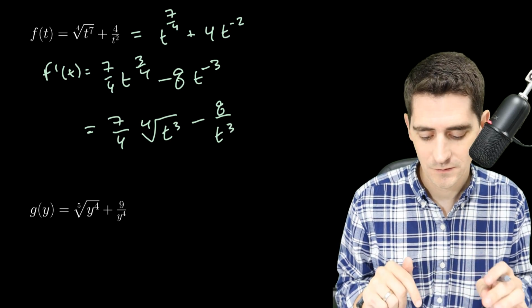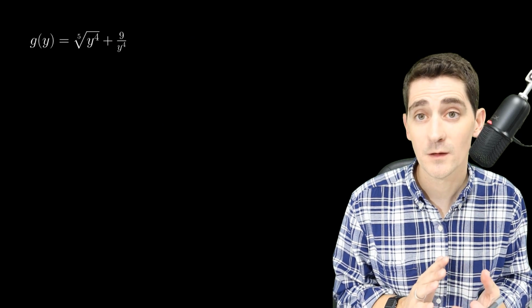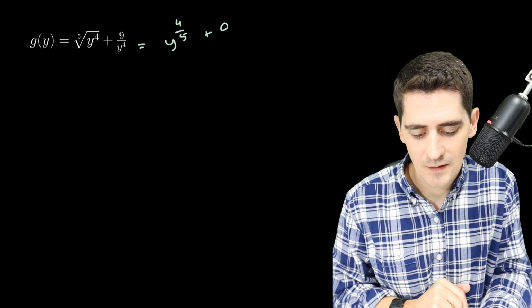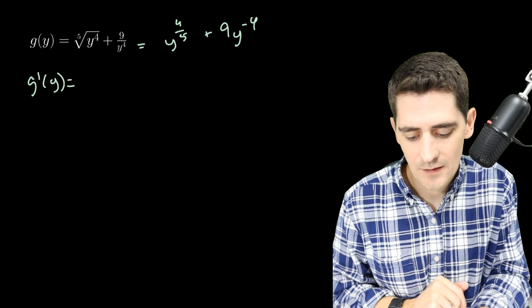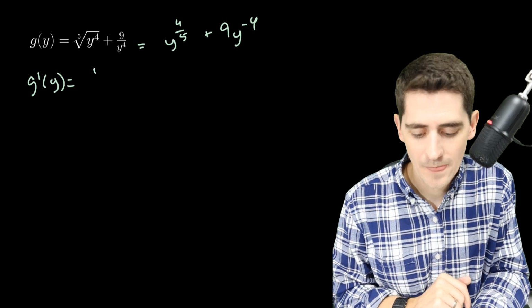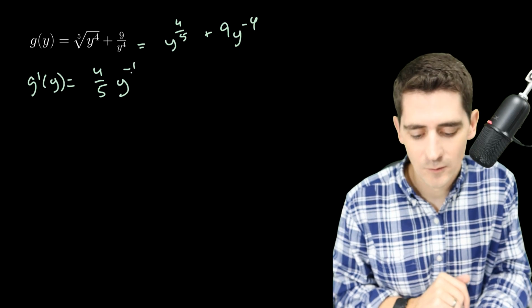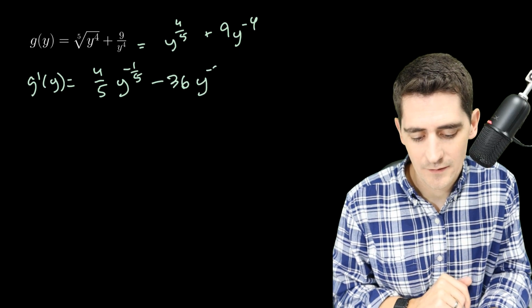Let's do another one almost identical to this, g of y this time is the fifth root of y to the fourth plus 9 over y to the fourth. So here I'm going to write that as y to the 4/5 power plus 9 y to the negative 4 power. So my derivative then is just simply power rule: 4/5 y, subtract 1, I get the negative 1/5 power, minus 36 y to the negative 5th power.